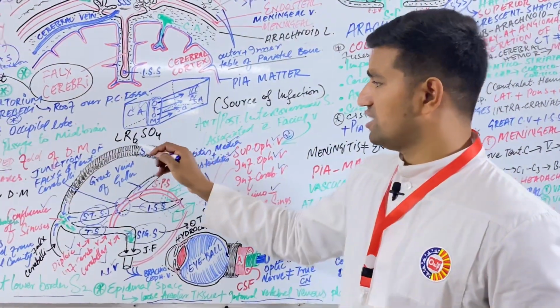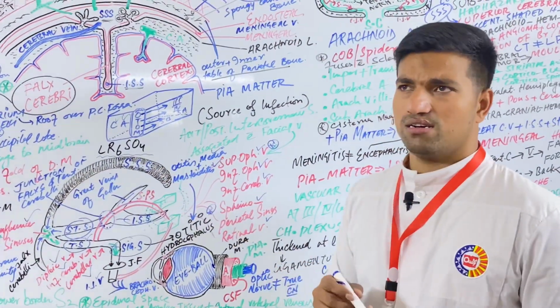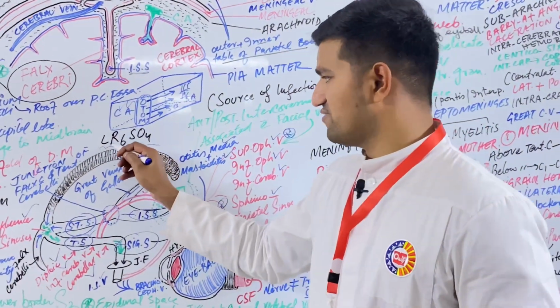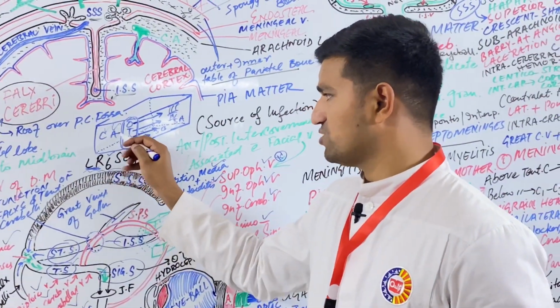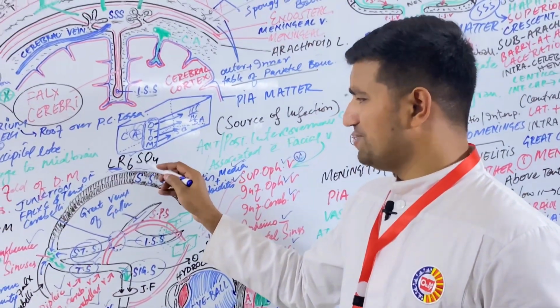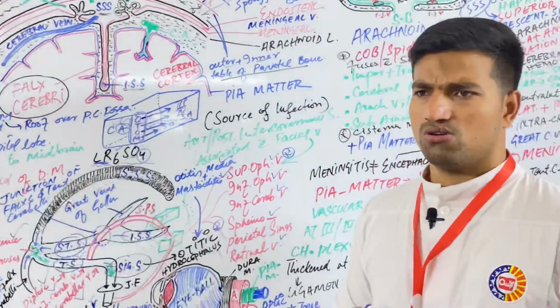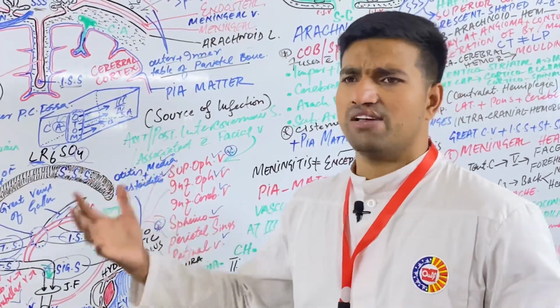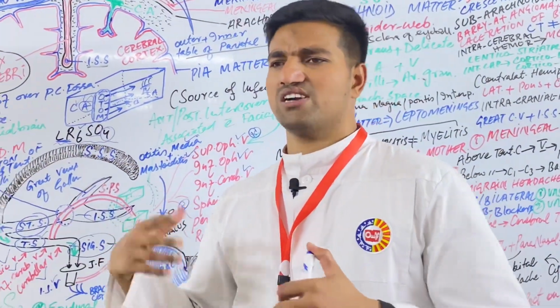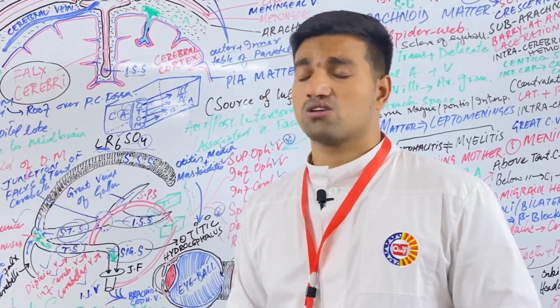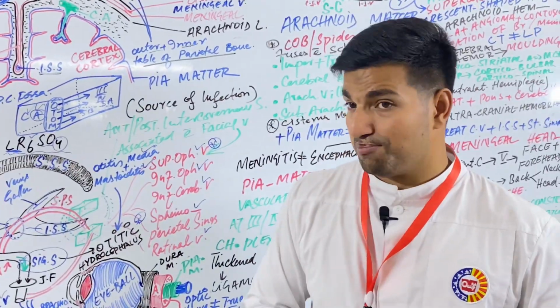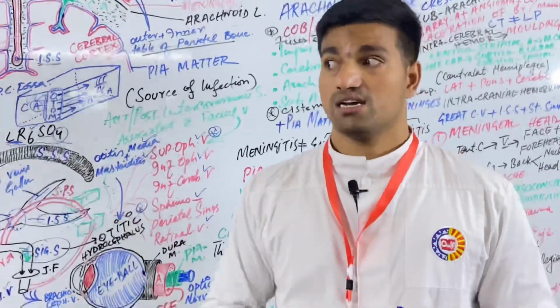And we talk about LR6 SO4 for the extraocular muscles, meaning the lateral rectus gets innervation by the 6th cranial nerve, the abducens nerve, and the superior oblique muscle gets innervation by the 4th cranial nerve, the trochlear nerve. So if someone has increased intracranial pressure, infection of the cavernous sinus, or cavernous sinus thrombosis, and the person can't see right with his right eye.